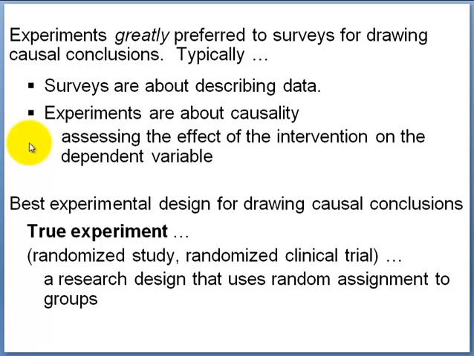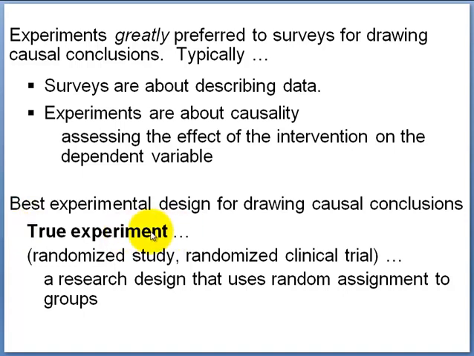But as a group, your experimental designs are far preferred to your survey designs when the purpose of your work is to determine causal relationships and to draw causal conclusions. Now, there are many, many different types of experiments, and we're not going to go into the subtypes of experiments. But I do want to mention that, in the straightforward, basic way, by far the best experimental design for drawing causal conclusions is the true experiment.